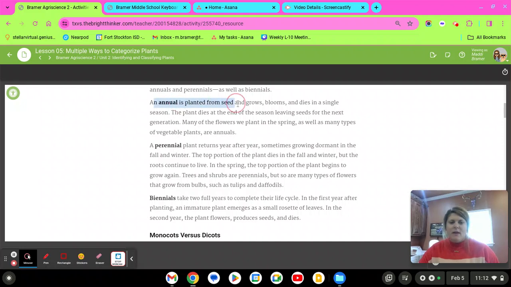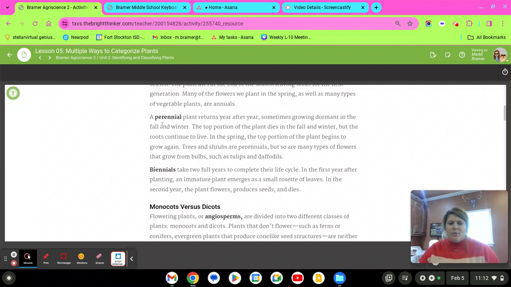So, an annual is planted from seeds and it grows, blooms, and dies in a single year. Annual means one year, once. That's why it's called an annual. So, it's going to bloom, be pretty, and then it's going to die. A lot of your flowers are going to be annuals, the ones that you plant in the spring, and a lot of vegetables. You have to plant those every year.